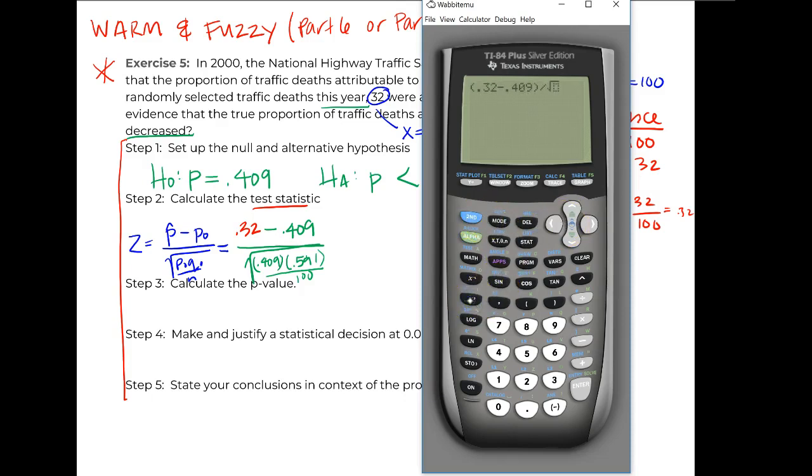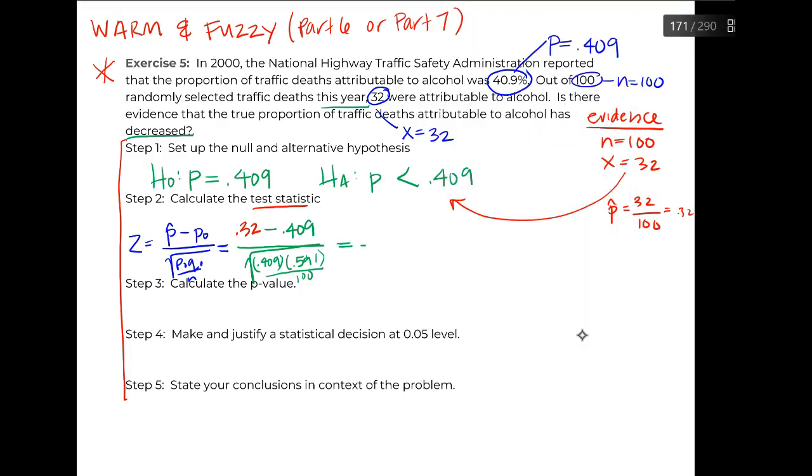Square root of 0.409 times 0.591 divided by 100, which is -1.8. So just like in the last example, it does make sense that we have a negative if we're doing a less than. If we really wanted to, we could even draw a picture of what we're dealing with here.